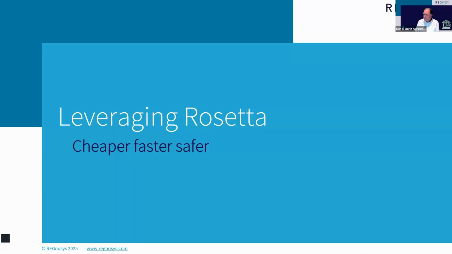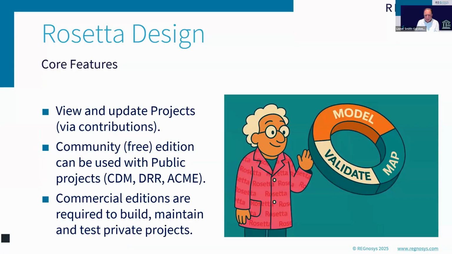In the last topic for this afternoon, I'm just going to touch a little bit more on other capabilities in Rosetta to really deliver upon cheaper, faster, safer. My mad scientist has been helping me with this process, and we've gone through the steps together of iteratively modeling data, mapping data, and validating it.